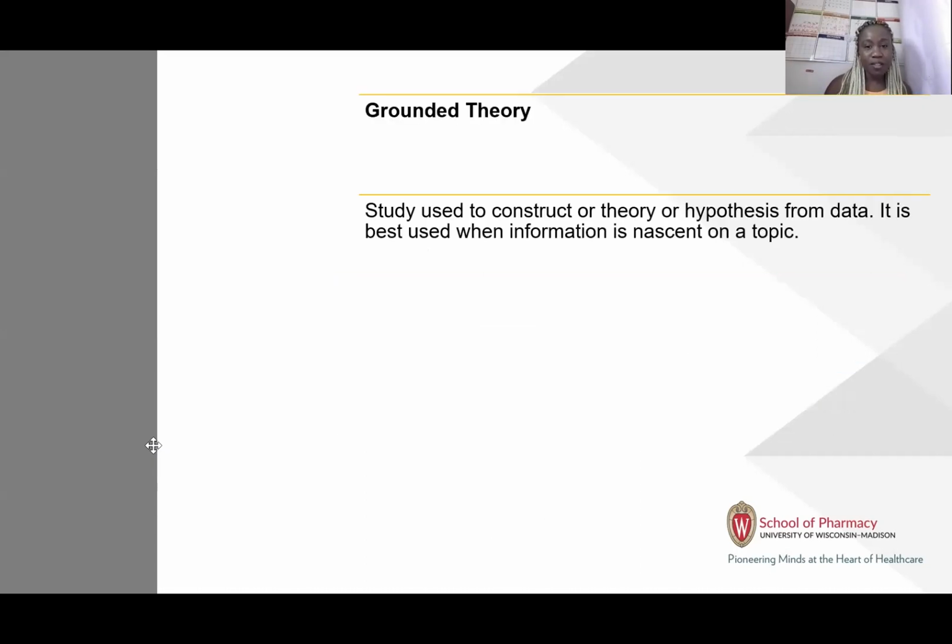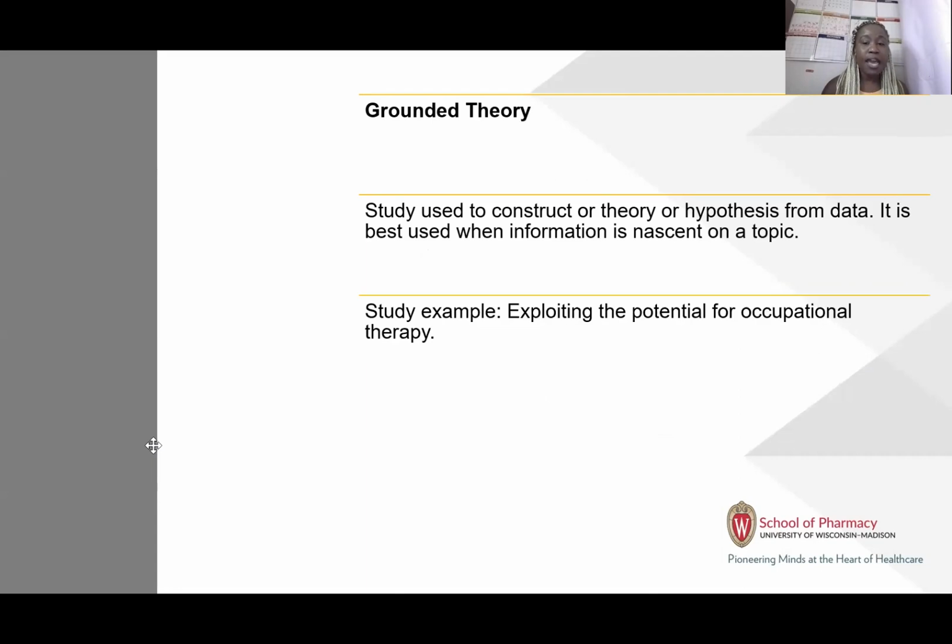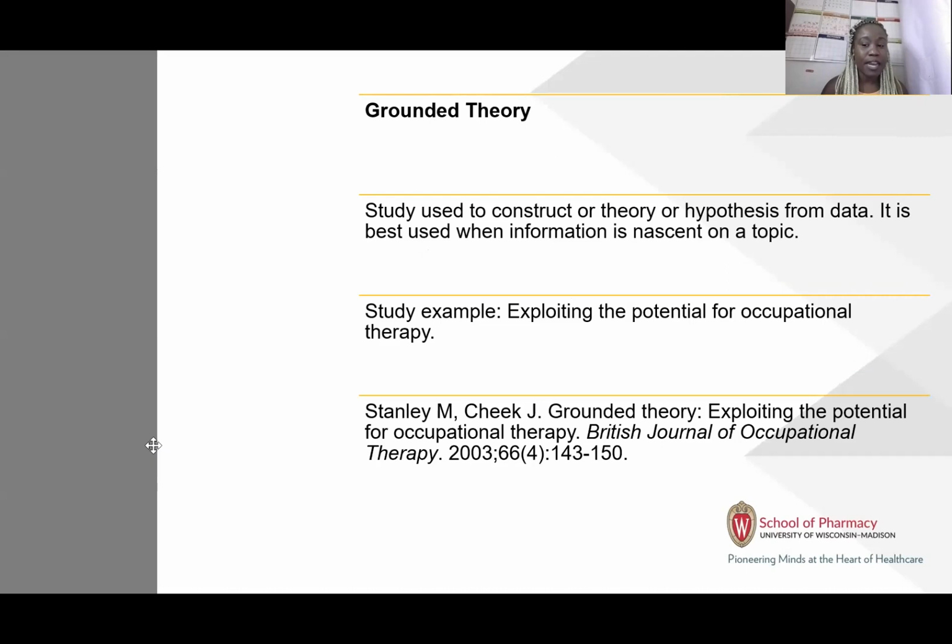And then grounded theory. So this is used to construct the theory or hypothesis from data. So it's used based on information when there's little information about a subject. So you're grounding really a theory. And so exploiting the potential for occupational therapy was a study that I selected for us to go over when we have the time. And so this was from 2003. We were still trying to understand the occupational therapy field. And so grounded theory is used for research as such.